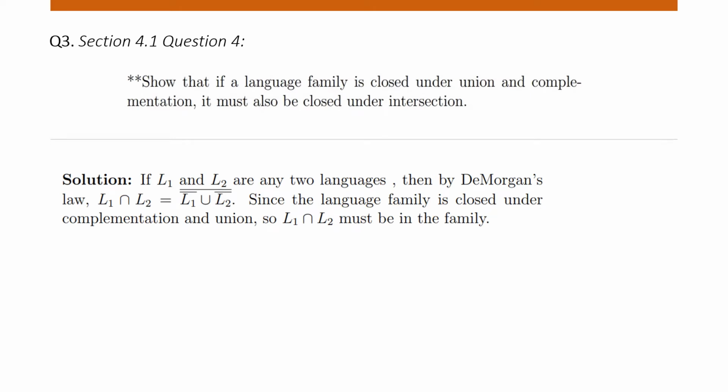All right, so this next one: show that if a family of languages is closed under union and under complement, it must also be closed under intersection. You can use De Morgan's law to show this, and this has already been covered, so this is a good example of showing how to use De Morgan's law for this.